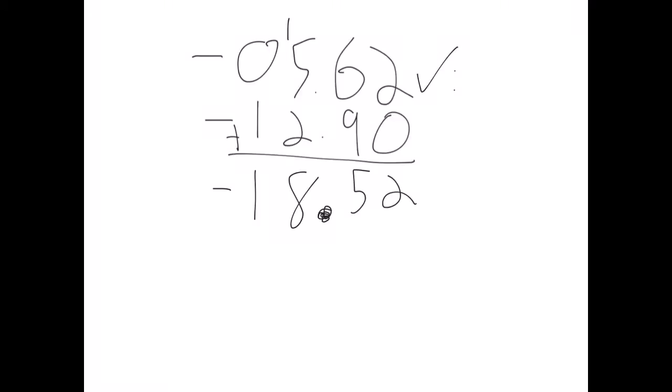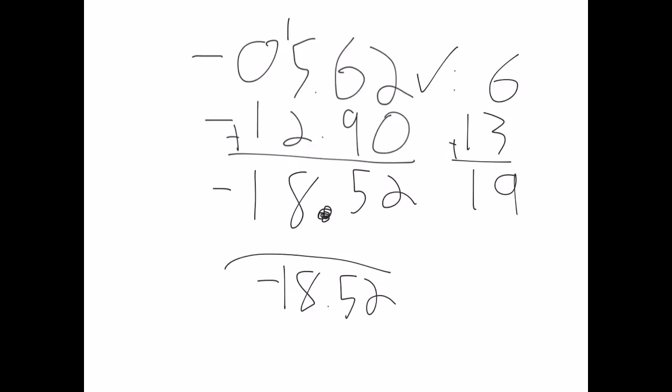5.62 rounds up to 6, 12.90 rounds up to 13, 6 plus 13 is 19, so 19 is really close to 18.52, so our answer is 18.52. I'll circle that. That's this problem. On to the next.